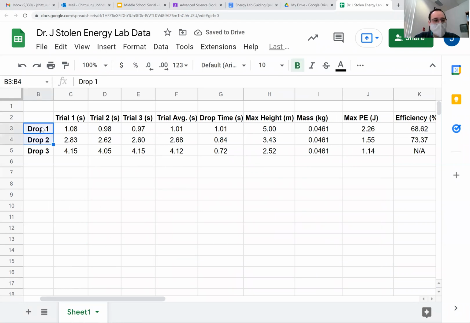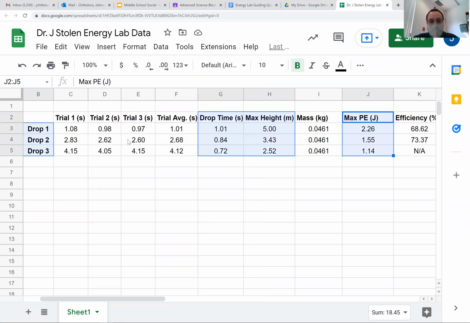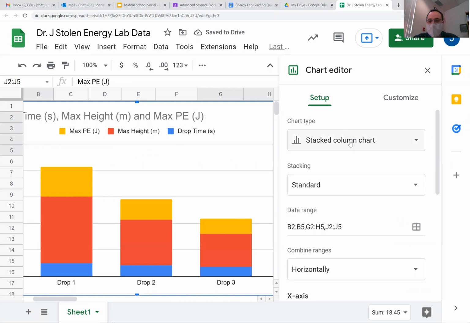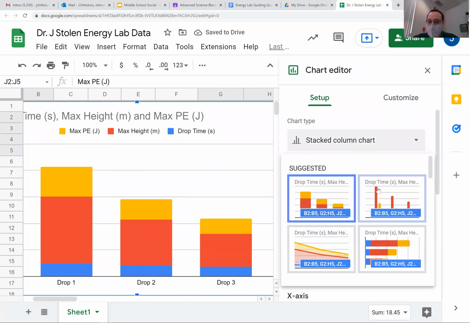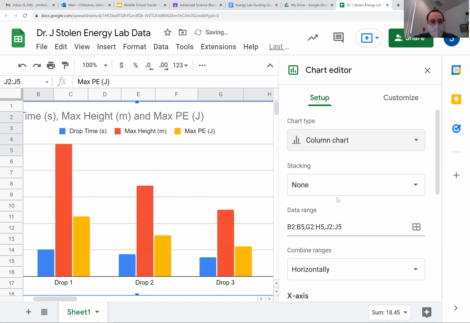You want to select these guys, okay? And then you got to hit the control button on your keyboard, and you got to select drop time and max height. You keep control, then you hit control again, and you click on this potential energy, okay? Those are the things you want. And then you go to insert chart, okay? You insert the chart here, and it's going to give you the stacked column chart that you don't want. And so what you do want is a column chart, a regular column chart. Boom, that's what's up. And then you're in good shape.